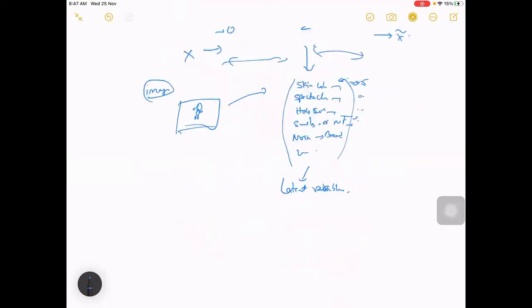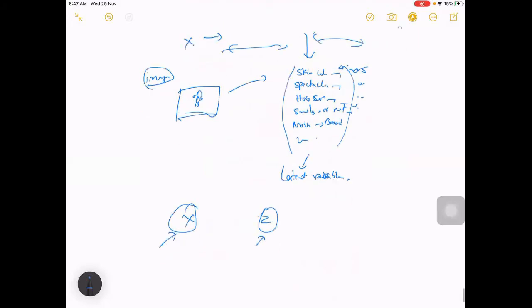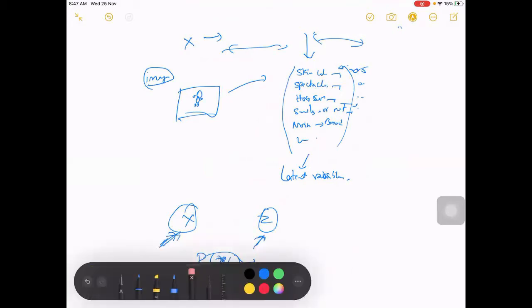But here, x and z should be in a similar distribution. Because of how you give your data, your features will also be in a similar distribution. So what you call the probability of x given z, we represent it this way. The distribution of x is similar to the distribution of z. That is what we try to find out from here.